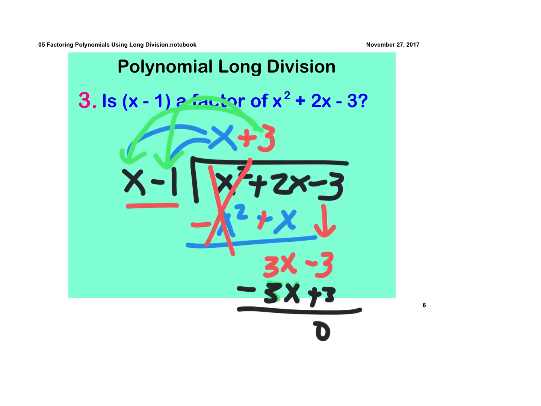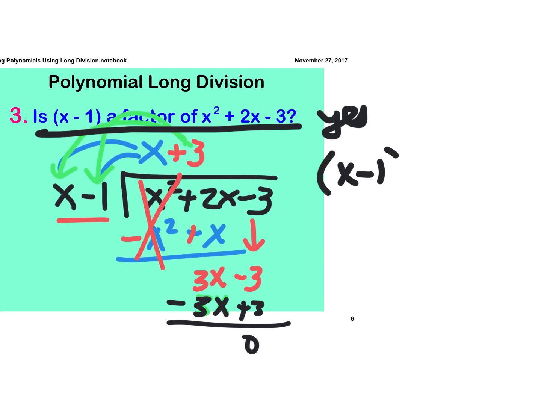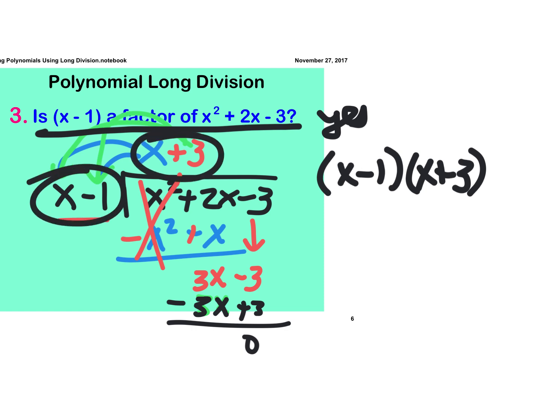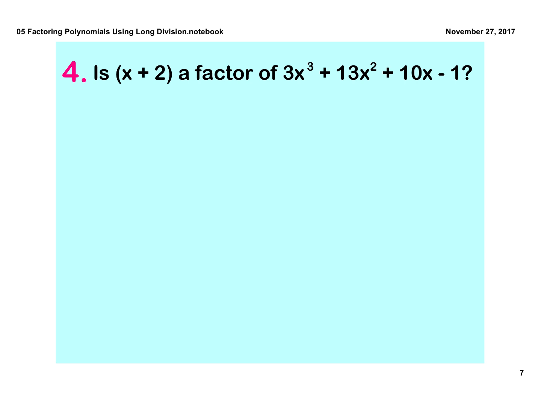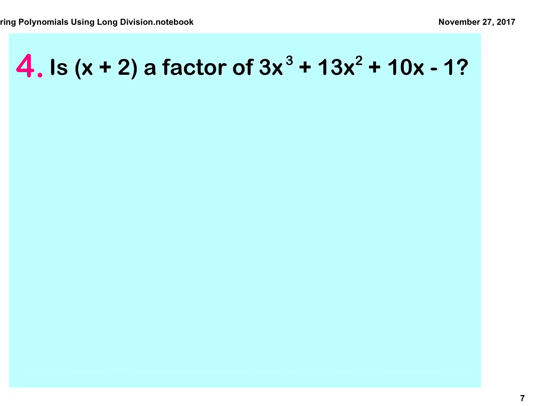But did you answer the question? Is that a factor of that? Yes, it is. And the factors are x minus 1 times x plus 3. These two right here. And that's equal to what's underneath here. They're called the dividend. All right, moving on. This is your first one that's got 4 parts.